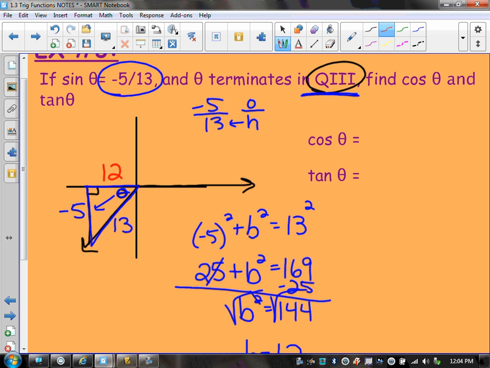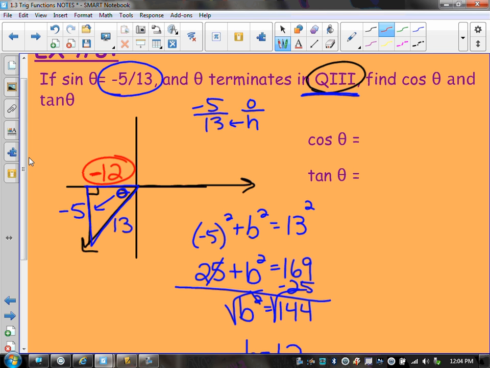No, that's not right. What's wrong with it? Look at it carefully. What's wrong with my 12? What should it be? Shouldn't it be negative 12? Why? Well, if I'm going down 5, that's why he's negative. Well, if I'm going left 12, shouldn't he also be negative? Making sure that you're careful with your signs.